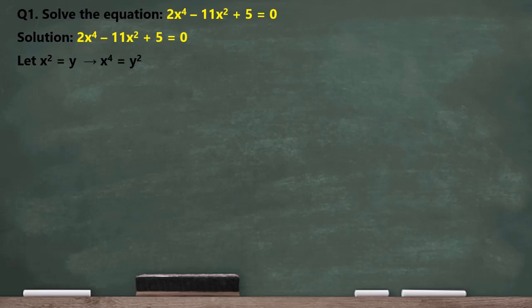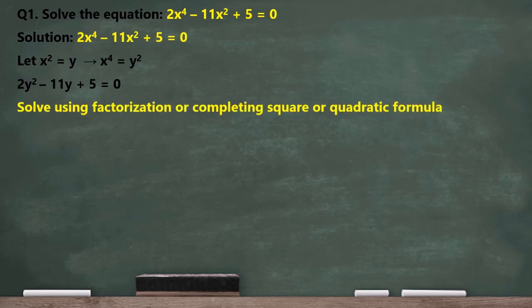So x raised to the power 4 equal to y square. Now our reducible equation into general quadratic equation form is 2y square minus 11y plus 5 equal to 0. Now student, you can solve using factorization or completing the square method or quadratic formula. Here I use factorization.